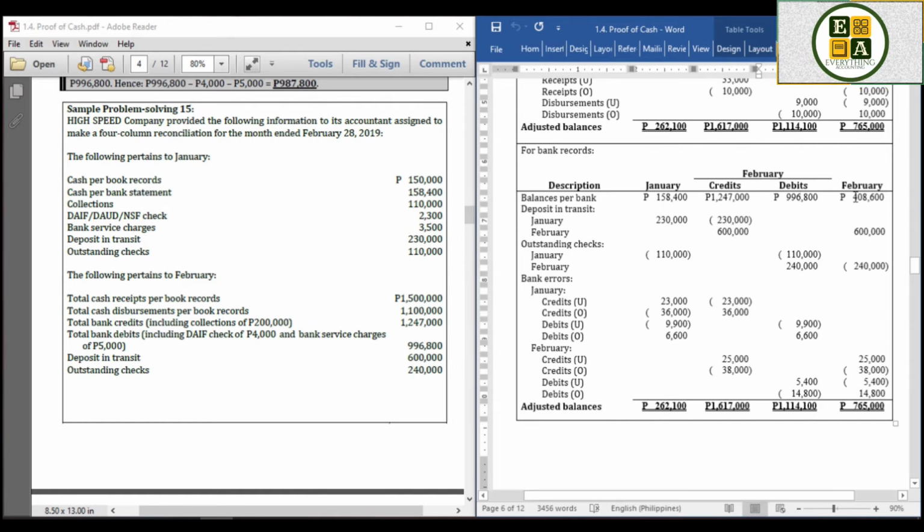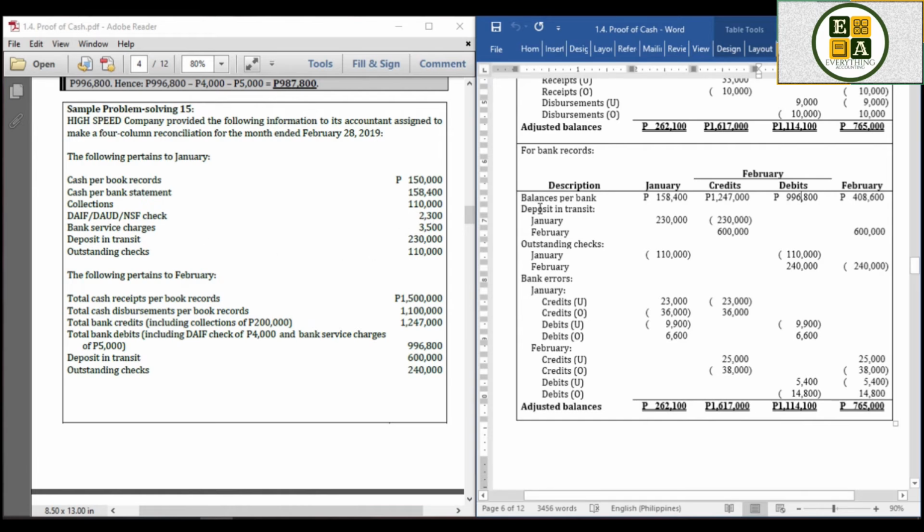Now, kung mapapansin nyo, wala din yung February amount na 408,600. So, saan yan makikita? We simply have to solve for it. So, 158,400, add tayo ng total credits, 1,247,000, then bawas tayo ng total debits na 996,800. So, we can arrive at 408,600. Okay? So, I hope nasundan ako doon. Also, these credits and these debits include January amounts but exclude February amounts. So, start tayo mag-reconcile. Simula tayo dito sa deposit in transit. Si deposit in transit, sa January, meron tayo ditong.